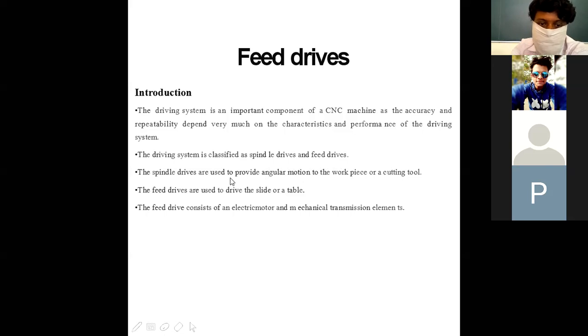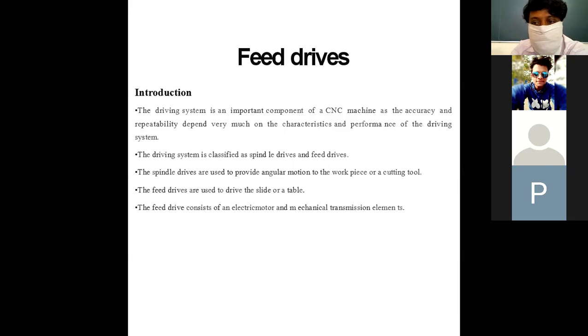The spindle drives are used to provide angular motion to the workpiece or a cutting tool. So spindle drives, what is their function? They provide the angular motion to either the workpiece or the cutting tool. Not for both simultaneously. It is providing it to the workpiece or the cutting tool. So the spindle drive is used for giving angular motion. The feed drive is used to drive the slide or table.